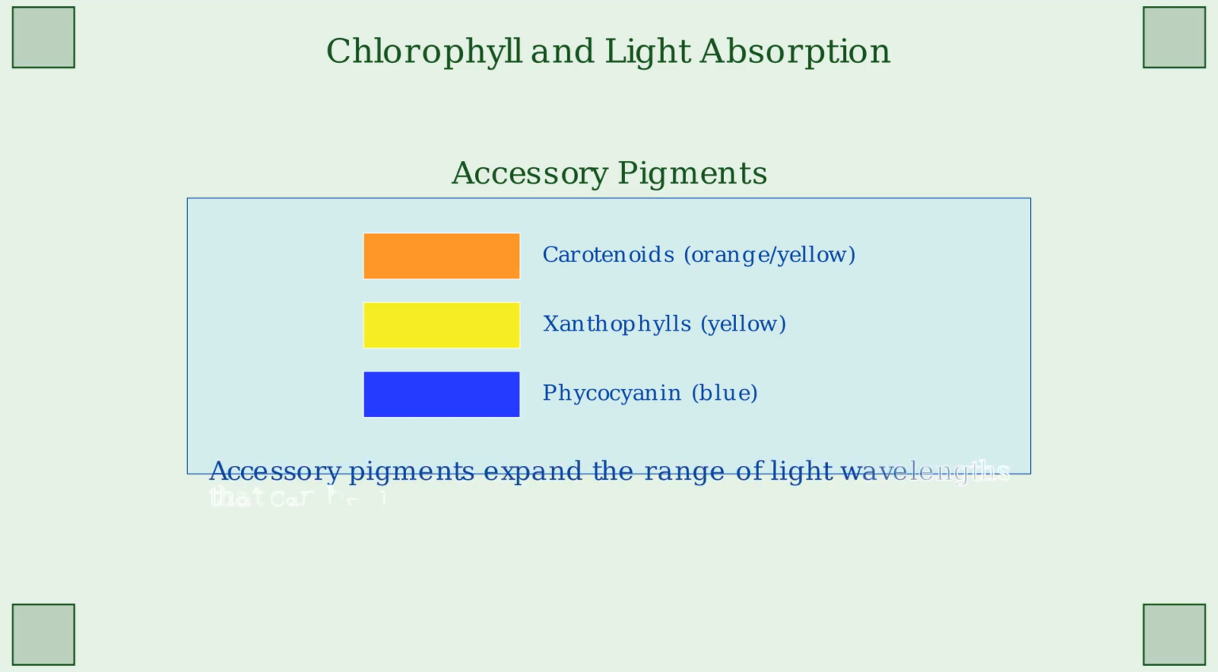Accessory pigments like carotenoids, xanthophylls, and phycocyanins absorb light in the green, blue-green, and other regions of the spectrum that chlorophyll cannot effectively capture. Together, these pigments ensure that plants can utilize a broader range of the light spectrum for photosynthesis, maximizing their energy capture efficiency.